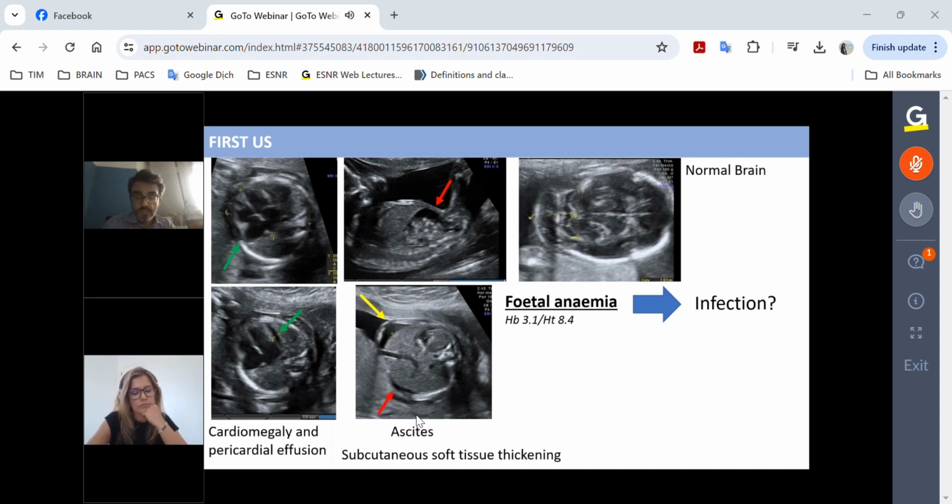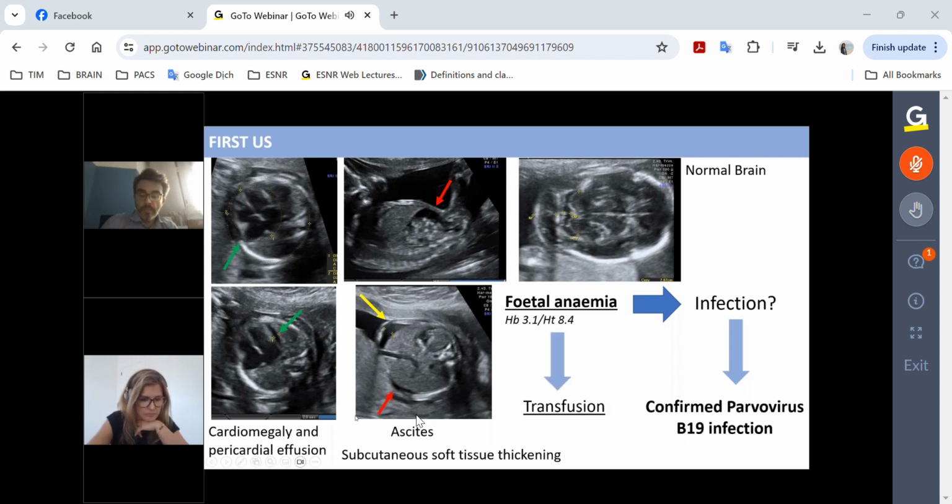These findings are consistent with anemia, and in fact, the hemoglobin level of this fetus was very low, 3.1, and also the hematocrit level was 8.4. When you find such a severe anemia in a fetus, you can think of an infection, and the infection was confirmed as parvovirus B19. If you have such an anemia, the problem is not the infection per se, but the cardiac decompensation. So the gynecologist decided to do a transfusion, and the fetus got a transfusion.